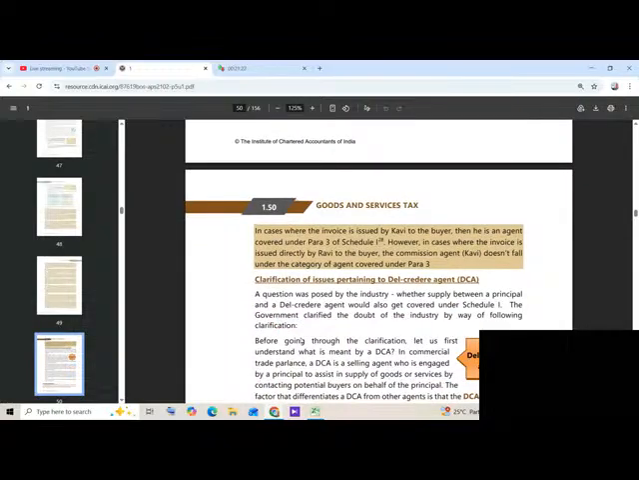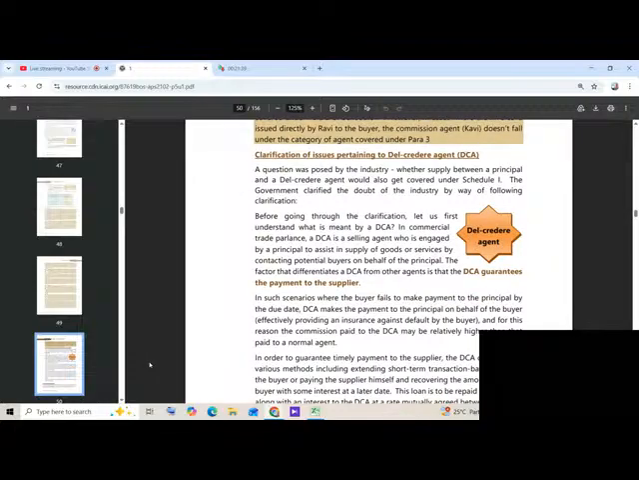In cases where the invoice is issued by Kavi to the buyer, then he is an agent covered under para 3. However, in cases where the invoice is issued directly by Ravi to the buyer, the commission agent doesn't fall under the category of agent under para 3.